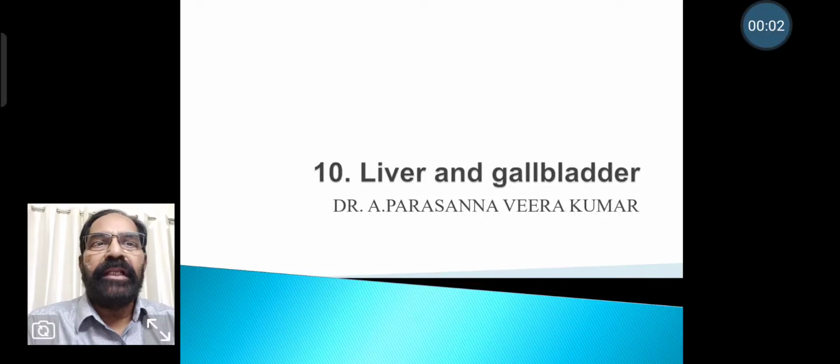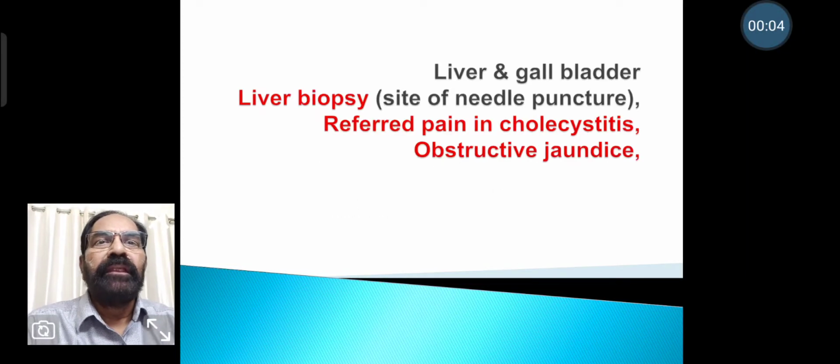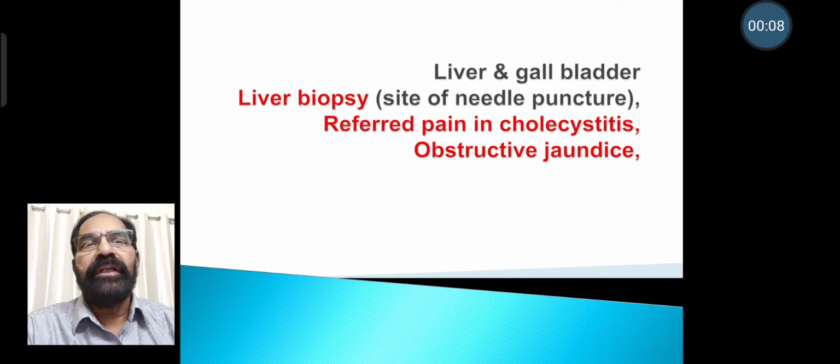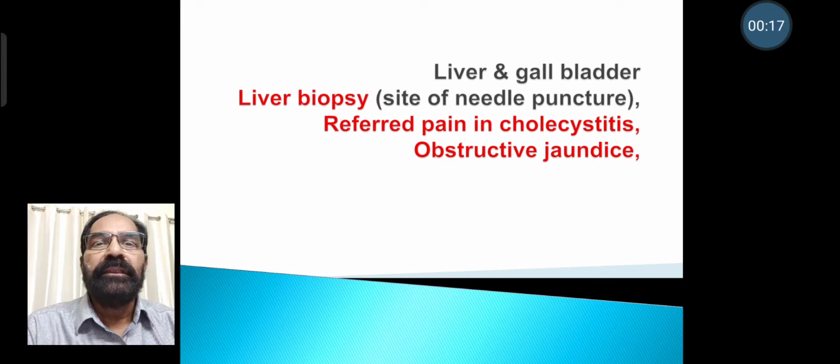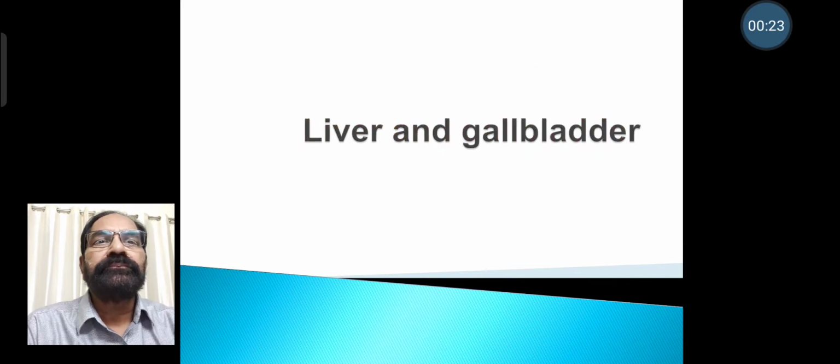Liver and gallbladder. So in this we discuss the competencies: liver and gallbladder, liver biopsy, that is the site of needle puncture, then referred pain in cholecystitis and obstructive jaundice. First we'll start with liver and gallbladder.